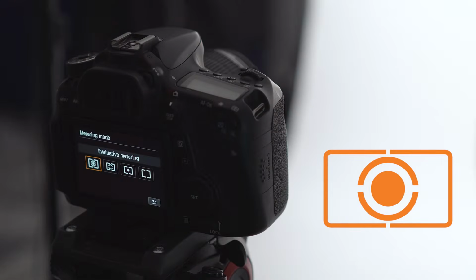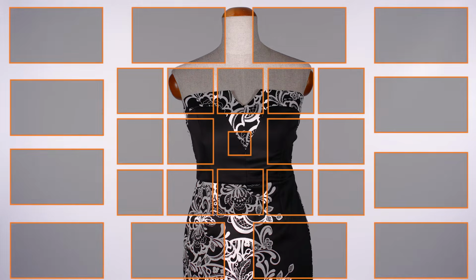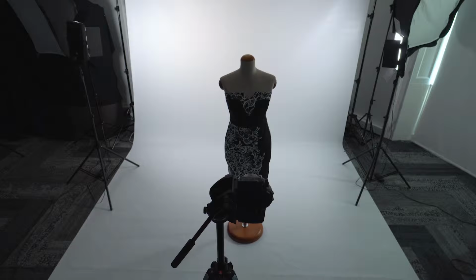Evaluative metering is the default metering mode for most cameras. It can also be referred to by other names, for example, matrix metering or zone metering. Evaluative metering divides the sensor into multiple areas or zones. The meter reads light across all of these zones and produces an averaged light meter reading.